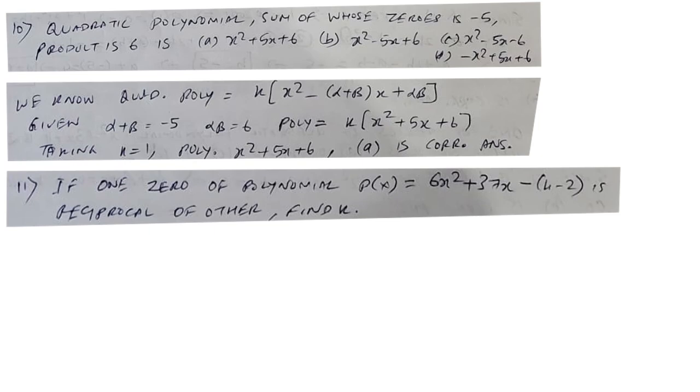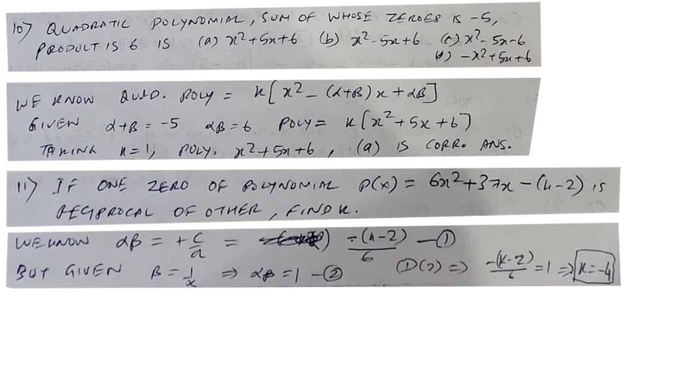If one zero of a polynomial p of x is equal to 6x squared plus 37x minus k minus 2 is the reciprocal of another, find k. See, you are given a polynomial, that is a quadratic polynomial, 6x squared plus 37x minus k minus 2. Okay, they are saying one root is the reciprocal of the other. So if you multiply the roots, you will get 1. Okay, so we know that alpha beta is c by a. What is c in our case? Minus bracket k minus 2. Okay, what is a in our case? 6, because the coefficient of x squared is 6.